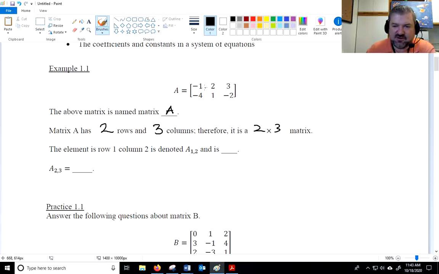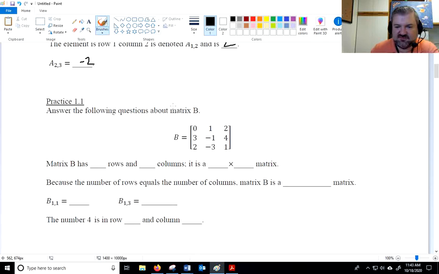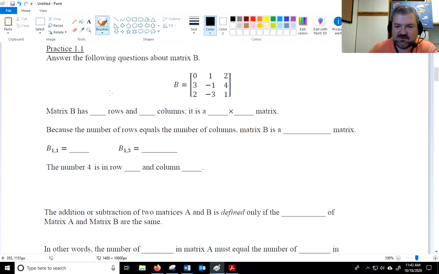We can also describe specific elements in the matrix. For example, the element in row 1, column 2, is noted A1,2, and that is 2. Note that the first row is row 1 and the first column is column 1. A2,3, so that would be row 2, column 3, is a negative 2. All right, so why don't you take a second, just practice with that general vocabulary. Pause the video and fill in these different blanks best you can.